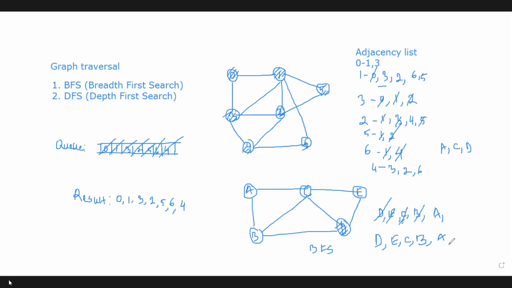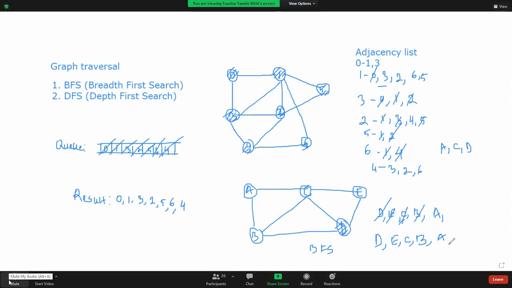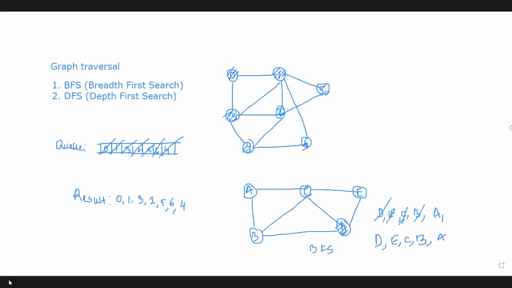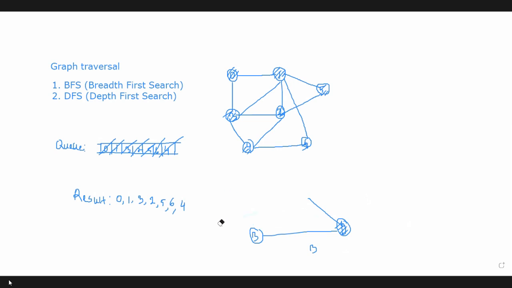Is it clear what is BFS or breadth first search? Yes, ma'am. Okay. So now the next one is DFS or depth first search. What is the difference between BFS and DFS? In BFS, we have to use a queue. But in DFS, we usually use a stack. That is the main difference. So we'll use the previous graph, this one.